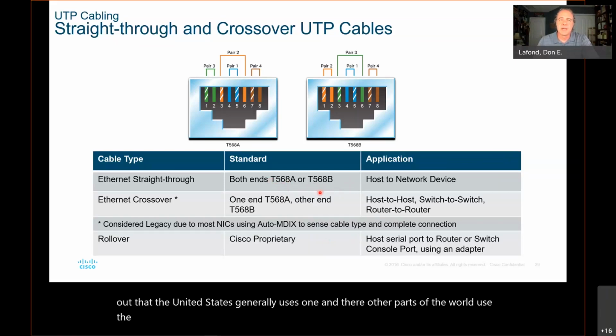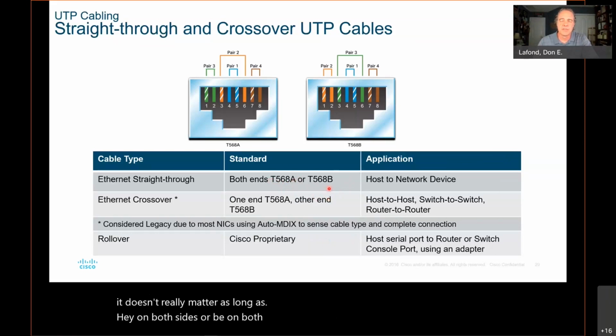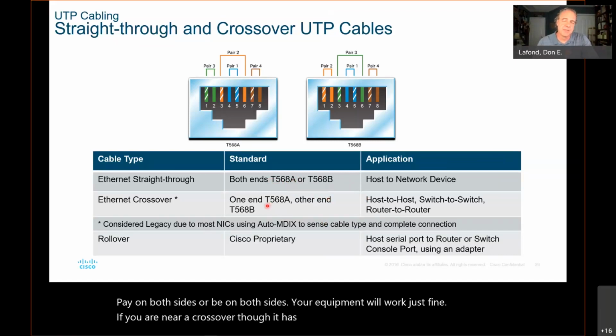Right now, off the top of my head, I'm not remembering which one, but it doesn't really matter as long as you have A on both sides or B on both sides. Your equipment will work just fine. If you were near a crossover, though, it has to be both, and that's obviously why they both exist.